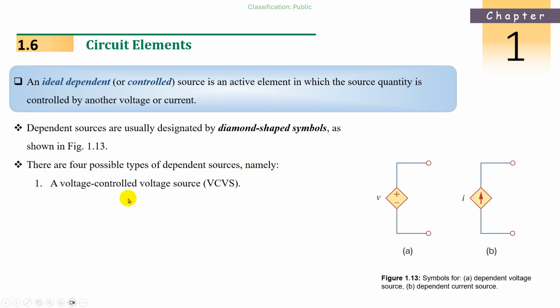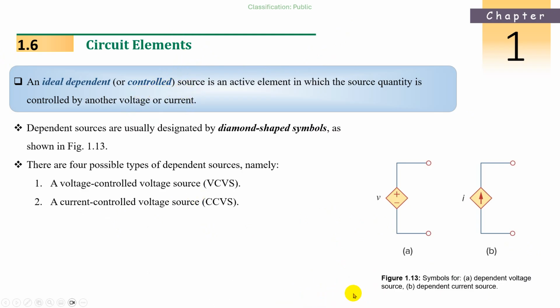First one, a voltage controlled voltage source. See, it's basically a voltage source, but who is controlling this? Another voltage. Now, it is a voltage source. I am a voltage source, but I am controlled by another voltage source, same like me. So voltage controlled voltage source. Next, a current controlled voltage source. I am only a voltage source, but I am controlled by a current. Some current source is there somewhere that is controlling me, and I am voltage. So current controlled voltage source.